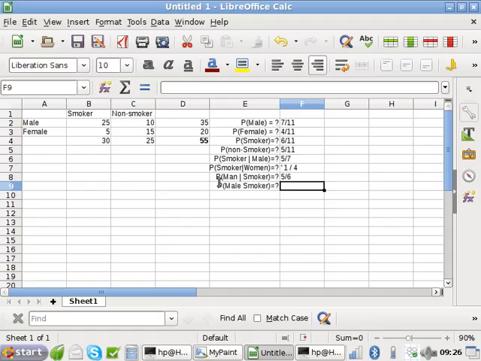So how many men smoke? 25. And how many people are there altogether? 55. So this would be 5 over 11? Yeah. What about probability of getting a female smoker? What would that be? It would be 5 over 55, which is 1 over 11.